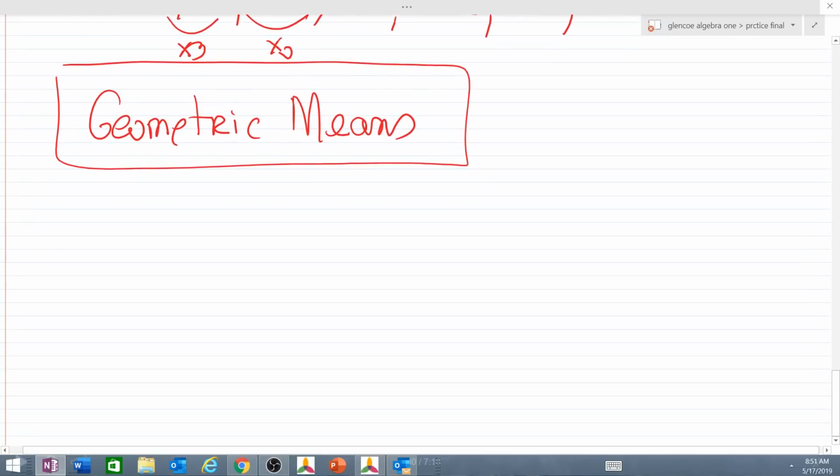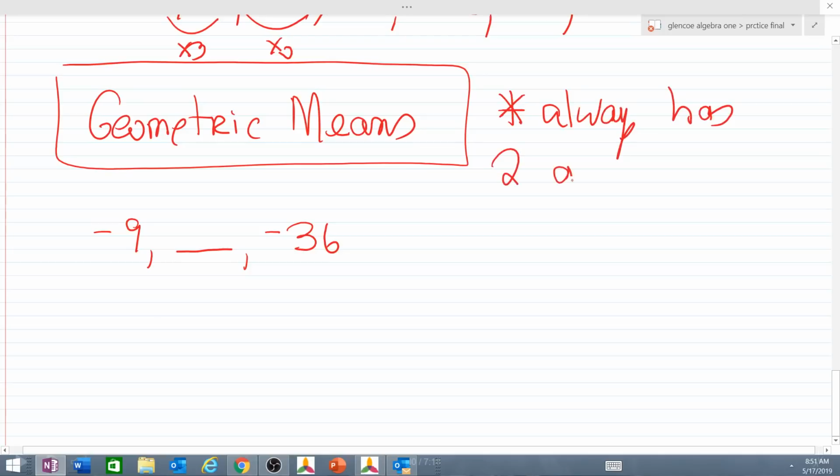To find the geometric means. By definition, the geometric means is the missing term between two non-consecutive terms in a geometric sequence. To find the geometric means, and this is very important, it always has two answers, a plus and a minus, okay?